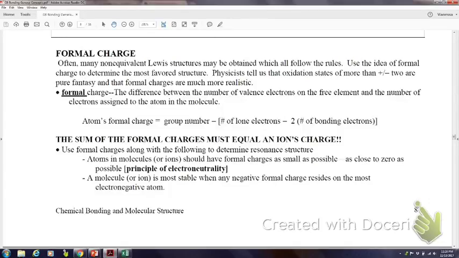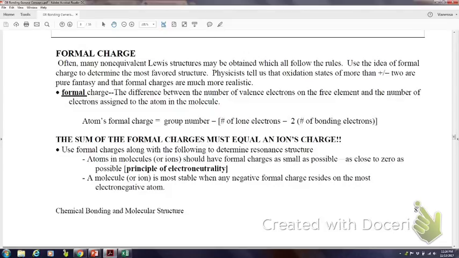So we're going to finish up with formal charge since the bell rang on us the other day. Basically, formal charge is a way that you can calculate or try to guess which one is the most likely structure. We're going to do an example with our sulfate ion in a second, and hopefully that will make it a little bit more clear.